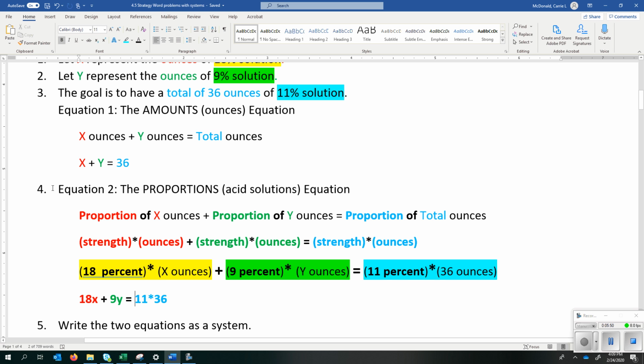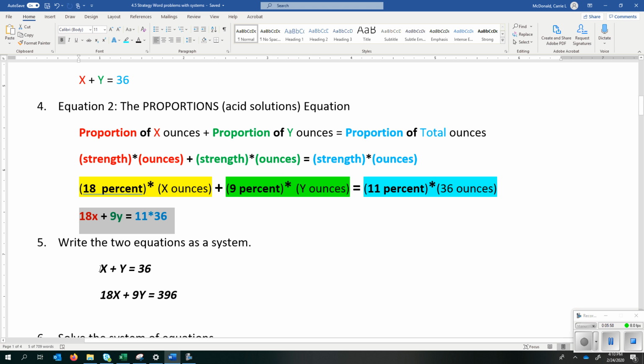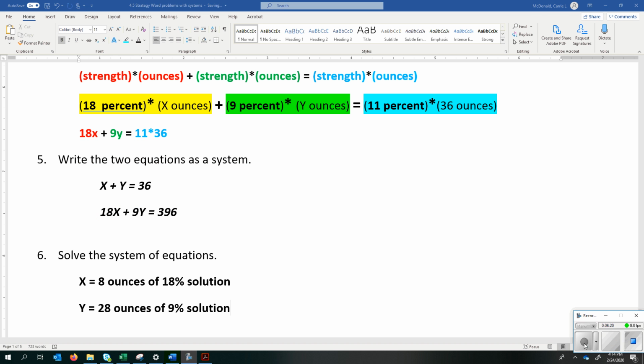Now I'll take my two equations, the first equation here and the second equation here, and write them as a system in step 5. So we have x plus y equals 36, and then 18x plus 9y equals 396. The 396 comes from 11 times 36. So now I have a system of equations that I can solve to get the two answers, and my two answers will be x ounces and y ounces. Your final answer should be x equals 8 ounces of 18% solution and y equals 28 ounces of 9% solution.